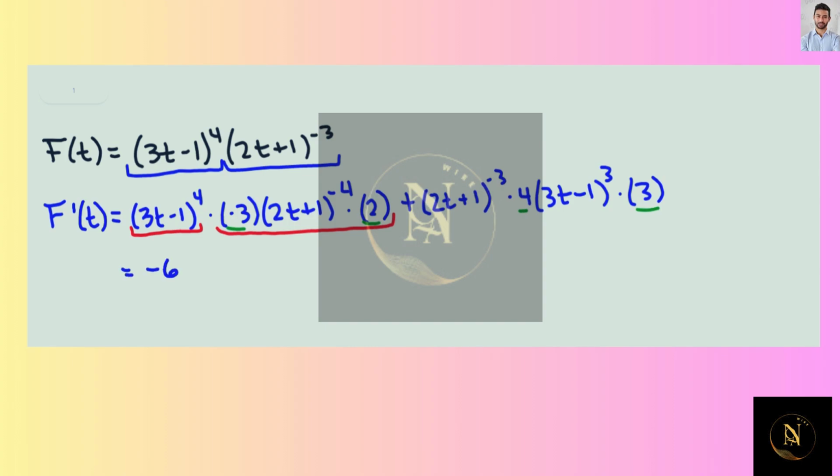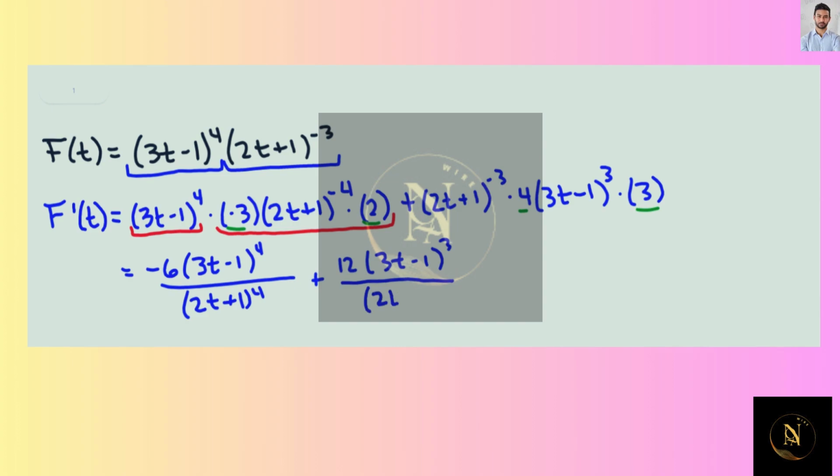We have negative 6 times (3t - 1)^4 over (2t + 1)^4. And then for the second part, we have 12 times (3t - 1)^3 over (2t + 1)^3.